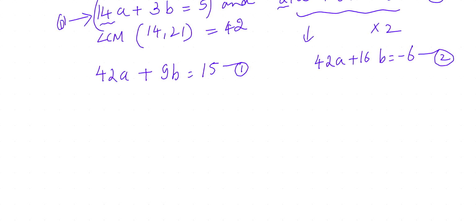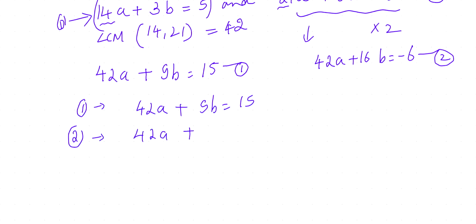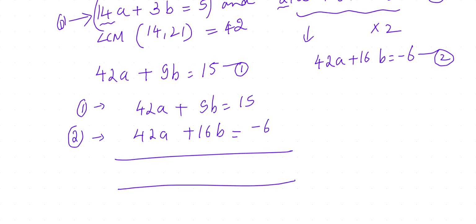So equation 1 will be 42a plus 9b is equal to 15. Equation 2 will be 42a plus 16b is negative 6. What do I have to do? I have to subtract because I have the coefficient of a as plus 42 in both the cases. So 42 minus 42 will give me 0. I want to eliminate a. So let me do equation 1 minus equation 2.